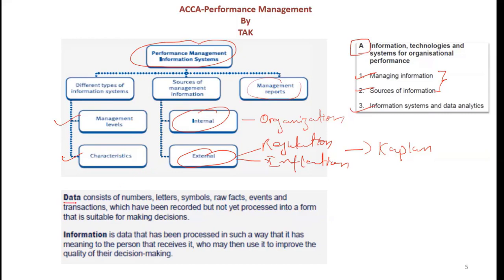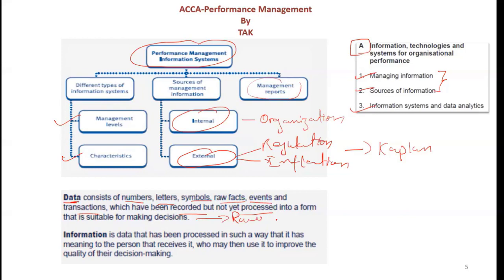So the first definition is of data. That is a stereotypical sort of definition: data is anything that has no structured form. It can consist of numbers, letters, symbols, raw facts, events and transactions which have been recorded but not yet been processed into a form. So it is majorly a raw form, a stack of information without any sequential order or without any perspective.